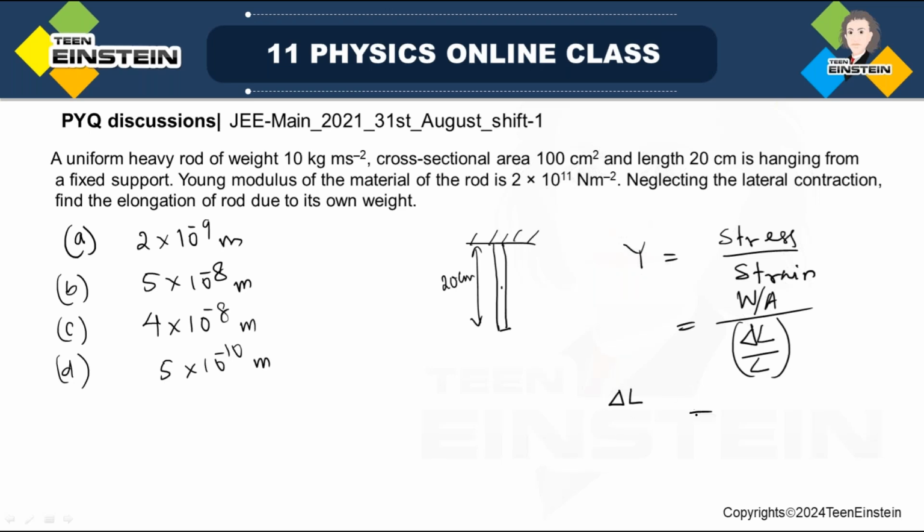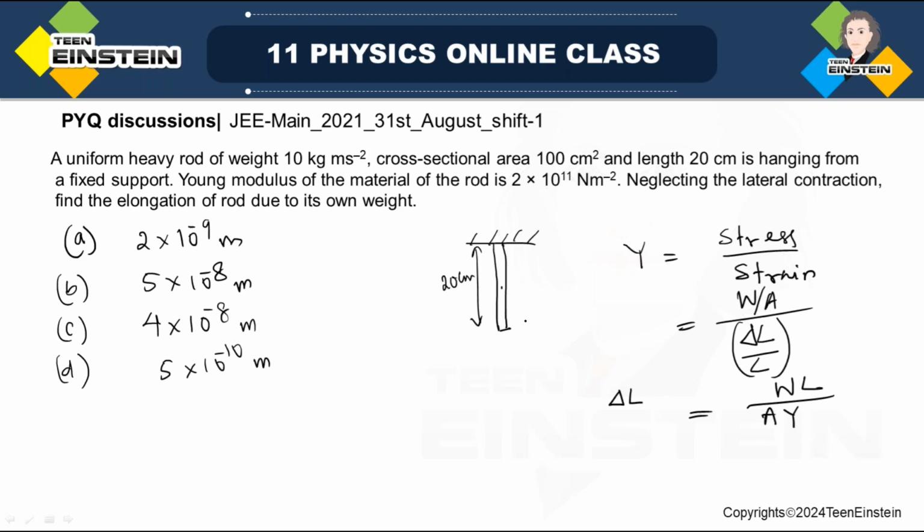Delta L divided by W by A Y into, okay, so delta L by L, so this L should go here. W into L divided by A into Y. So this will be the change in the length.